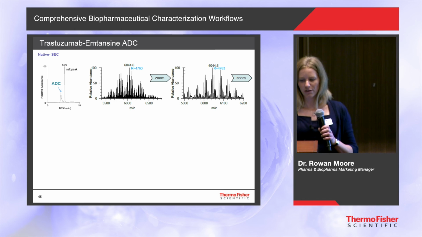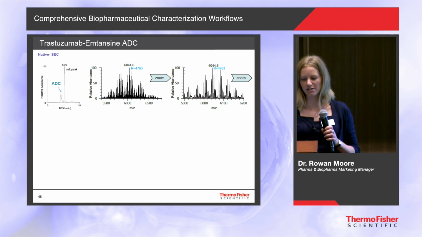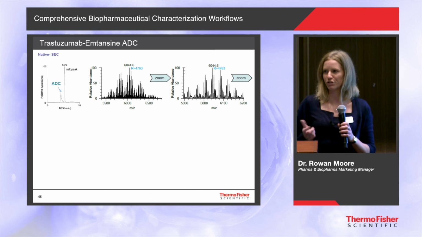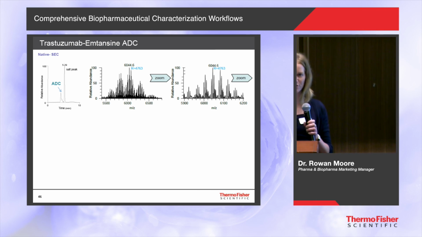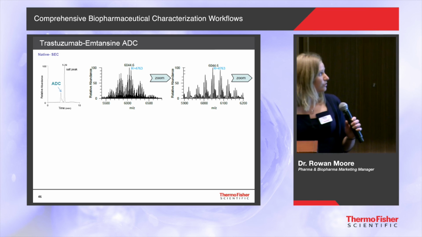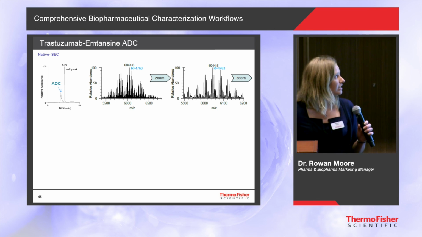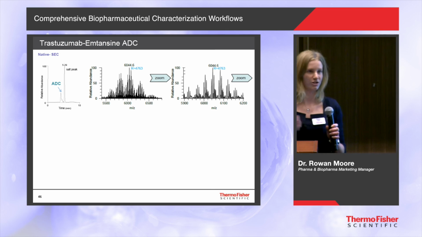You can see here that we have the total ion chromatogram, the ADC peak eluting first and the salt later. So you could use a divert valve if you wanted to prevent that going into your mass spectrometer. And you can see that the multiply charged envelope is concentrated over a relatively small mass to charge range, and it's most intense around 6,000. Now this data was acquired at 35,000 resolution.